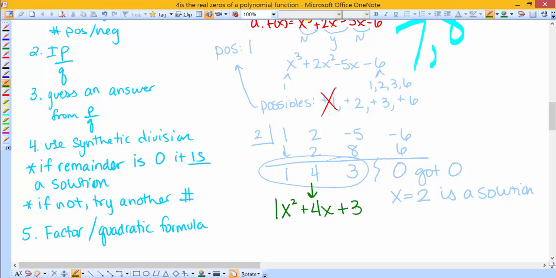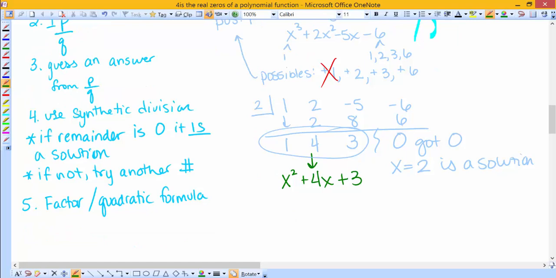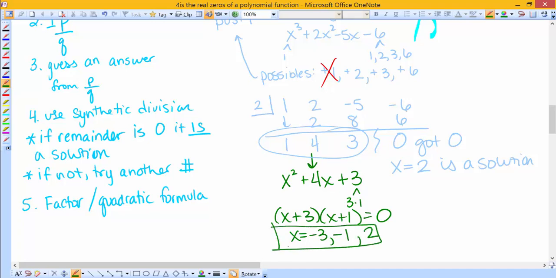I have found 1. There are 2 more. So I rewrite the 1, the 4, and the 3, and I start with the fact that there are 2 more. I don't need that 1 there, so I'm going to ignore the 1. And hopefully you guys recognize that you can factor this. What multiplies to 3? 1 times 3. So x plus 3, x plus 1 equals 0. Oh, x equals negative 3 and negative 1. And what did we find earlier? 2. There are my zeros.